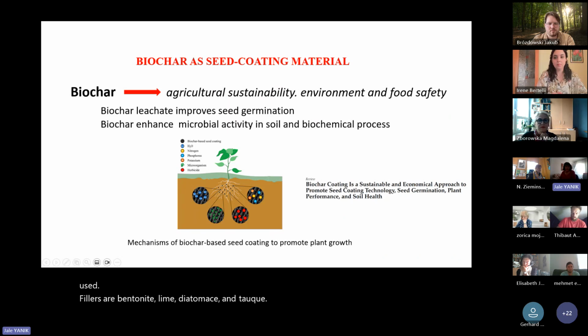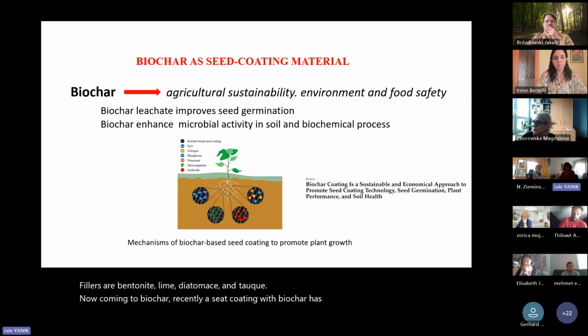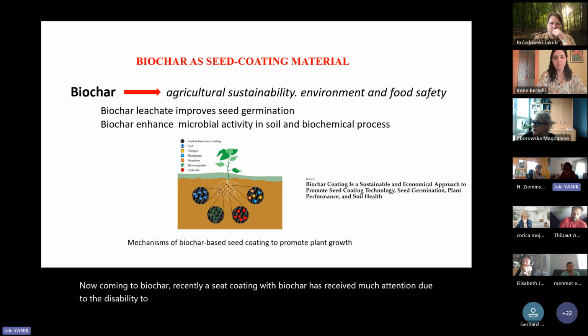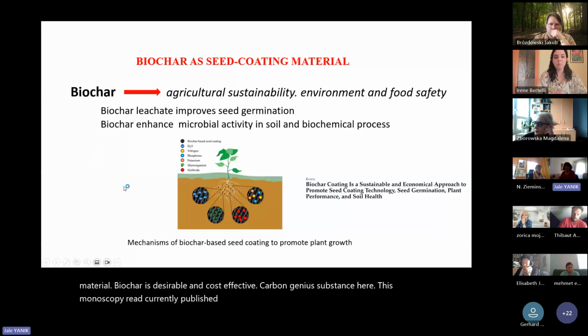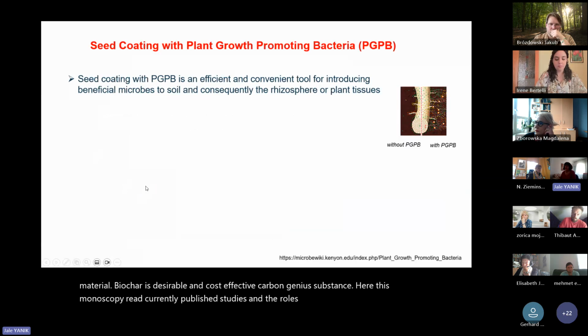Now, coming to biochar. Recently, seed coating with biochar has received much attention due to its ability to benefit plant productivity and microbial inoculants. As a seed coating material, biochar is a desirable and cost-effective carbon-rich substance. This manuscript reviewed currently published studies on the roles of biochar in seed coating.